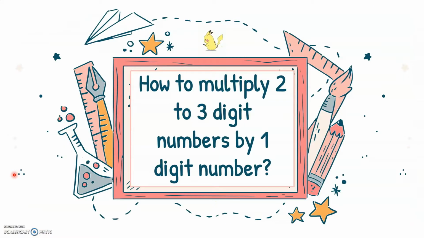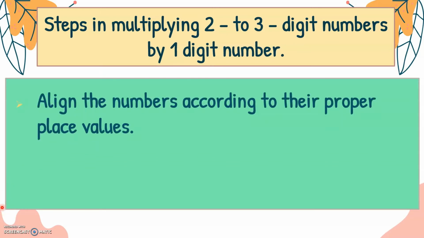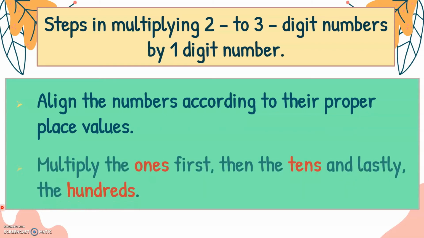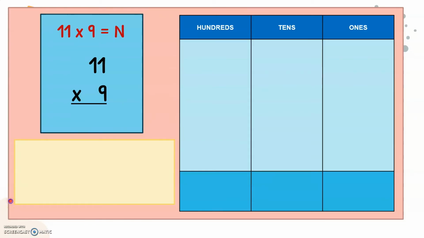But how do we multiply 2 to 3 digit numbers by 1 digit number? So here are the steps. First, we need to align the numbers according to their proper place value. Then, multiply the ones first, then the tens, and lastly, the hundreds. Okay, let's go back to our equation. 11 times 9 is equal to n.